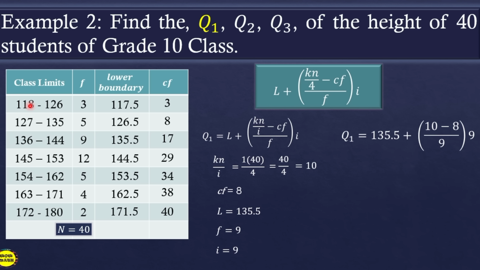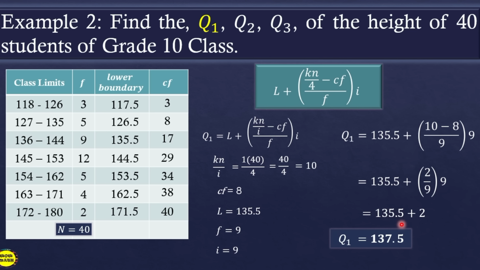So substitute lang natin. So 135.5 plus, so yung Kn over 4 natin is 10, minus yung CF natin is 8. So 10 minus 8, that is 2, divide 9, times 9, the answer is 2. Plus 135.5, the answer is 137.5. So, ibig sabihin, 25%, okay, ng students, yung height nila ay less than sa 137.5. Okay? Next.